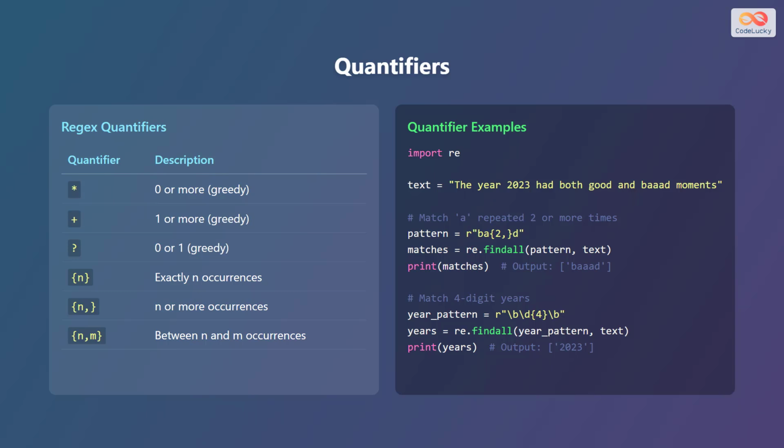First, we import the re module. Next, we have a text string: The year 2023 had both good and bad moments. To match the letter a repeated 2 or more times, we use the pattern r'\ba{2,}\b'. The result of re.findall on this pattern in the given text gives bad. To match 4-digit years, we use the pattern r'\b\d{4}\b'. The result of re.findall on this pattern in the given text gives 2023.